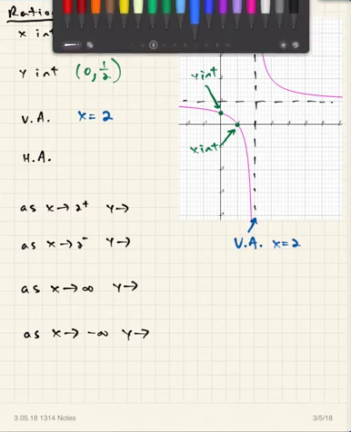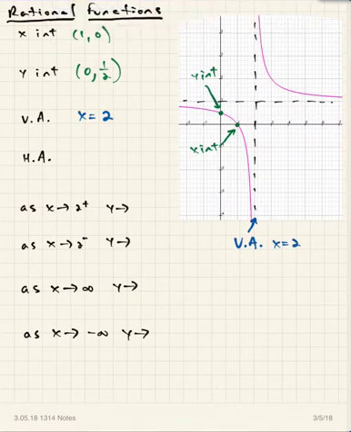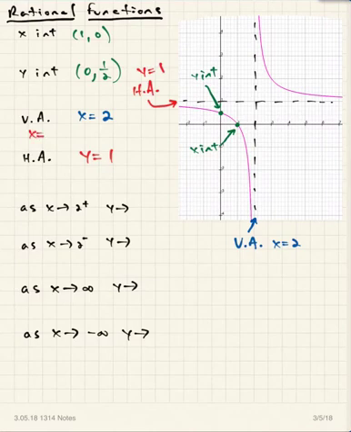The horizontal asymptote for this graph is the horizontal line that the graph is getting close to, but never gets to, off to the left and to the right. The horizontal asymptote is a horizontal line, and in this case, that would be y equals 1. So you write y equals 1. Remember that the vertical asymptote is always x equals, and the horizontal asymptote is always y equals, because one of them is a vertical line, one of them is a horizontal line.